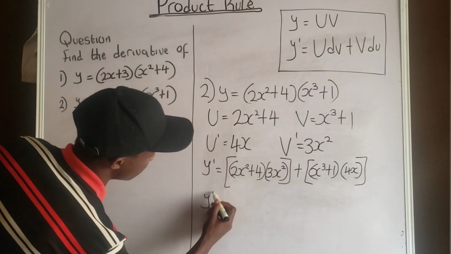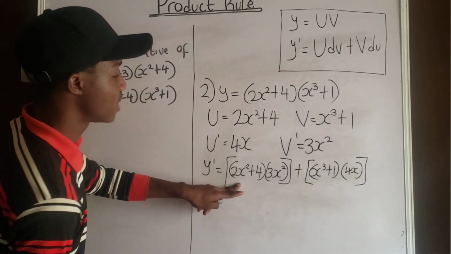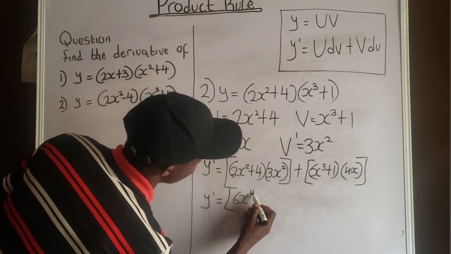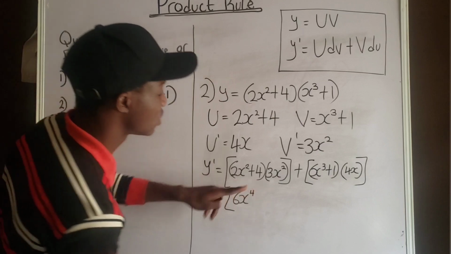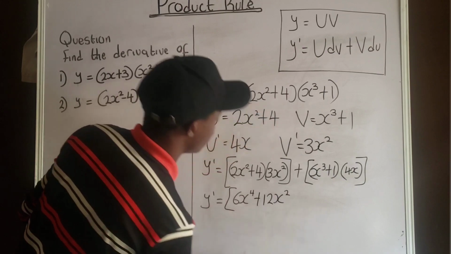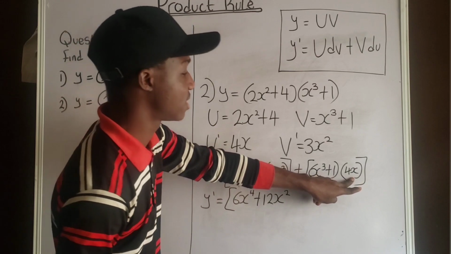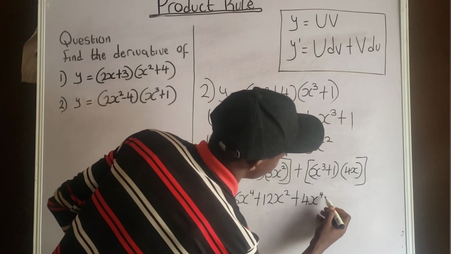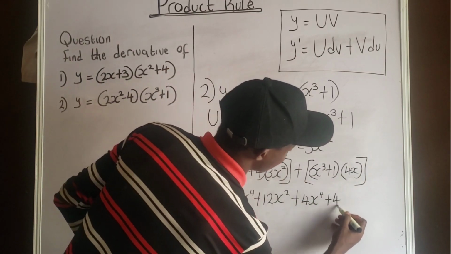So the derivative of y is equal to 3x raised to the power of 2 multiplied by 2x raised to the power of 2. That is 6x raised to the power of 4. 3x raised to the power of 2 multiplied by 4. That is plus 12x raised to the power of 2. Okay, let's proceed. x raised to the power of 3 multiplied by 4x. That is plus 4x raised to the power of 4, plus 4x multiplied by 1. That is plus 4x.